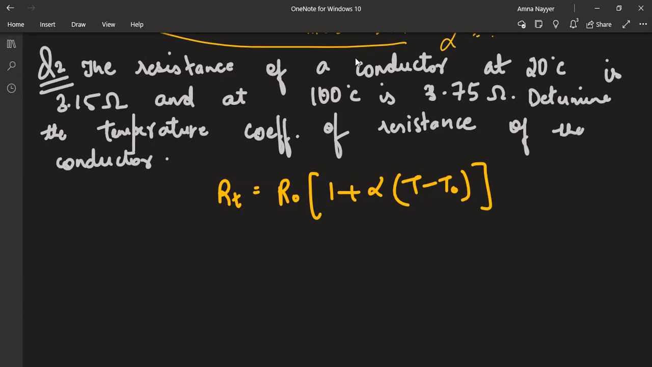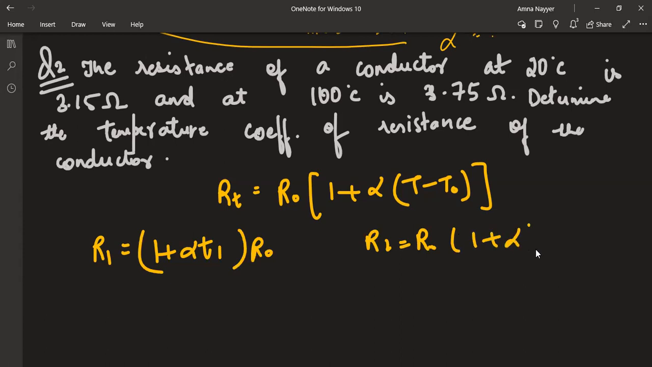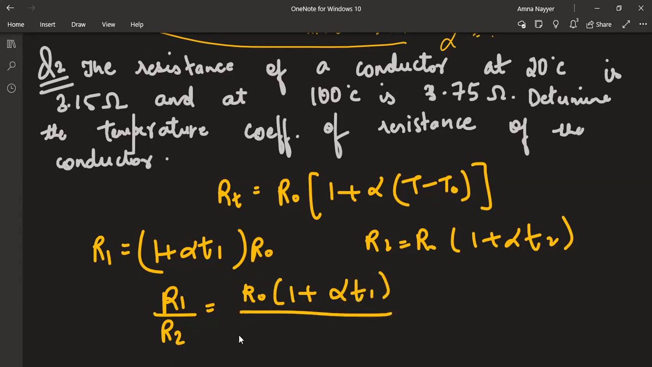So here, if you look, two formulas will be constructed, because two resistances are given and two values of temperature are given. So R1 will be equal to R naught (1 plus alpha T1), and R2 will be equal to R naught (1 plus alpha T2). When you divide R1 by R2, R naught gets cancelled.